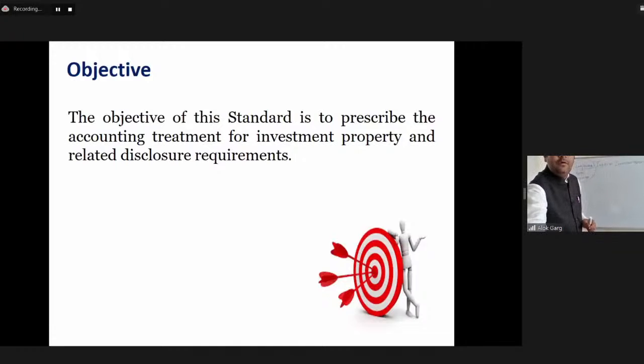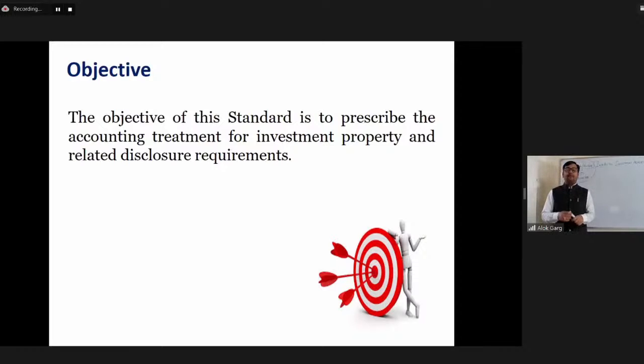Now, what is the objective of this standard? Why has this standard been issued? The objective of this standard is to prescribe the accounting treatment for investment property and related disclosure requirements. So this standard only talks about the accounting treatment of investment property.